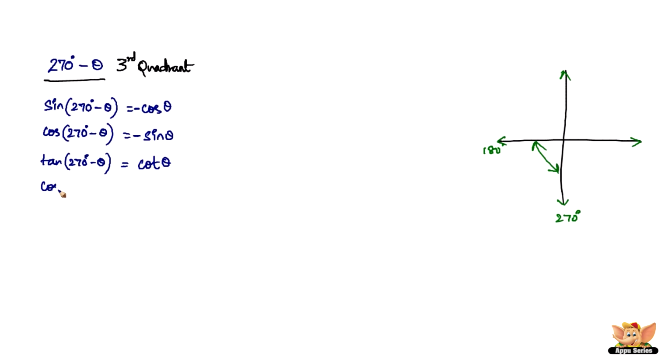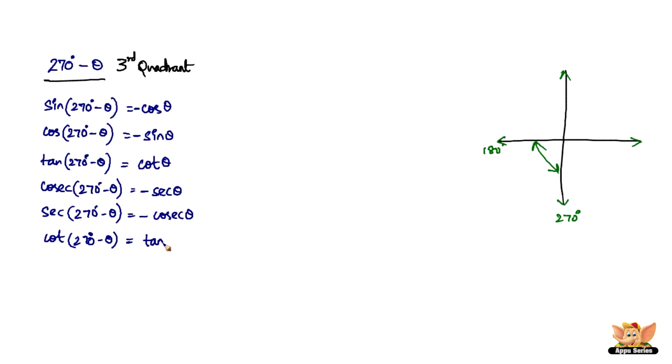And we have cosecant of 270 degrees minus theta. Cosecant is going to change to secant theta, and the sign is going to be negative, because cosecant is positive only in the second quadrant. And then secant of 270 degrees minus theta is going to be minus cosecant theta. Cot of 270 degrees minus theta is going to be positive tan theta, because 270 changes cot to tan, and since it's the third quadrant, tan and cot are positive in that third quadrant. So that ends the 270 degrees minus theta.